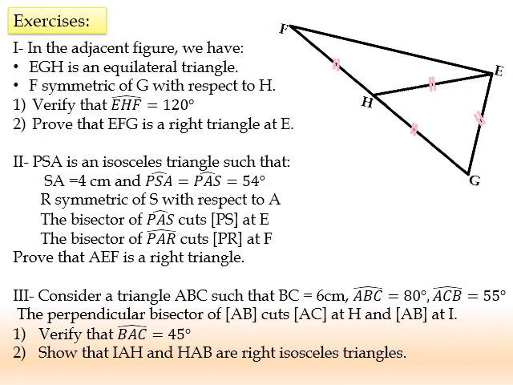Now, the adjacent figure is your homework. So, let's discuss it and try to solve it. In the adjacent figure, we have EGH. This triangle is an equilateral triangle. An equilateral triangle has three equal sides, so EH equals EG equals GH, and three equal angles, each one of them equal to 60 degrees. F is symmetric of G with respect to H. That means H is the midpoint of FG, so HF equals HG.